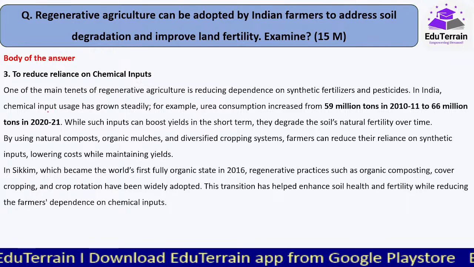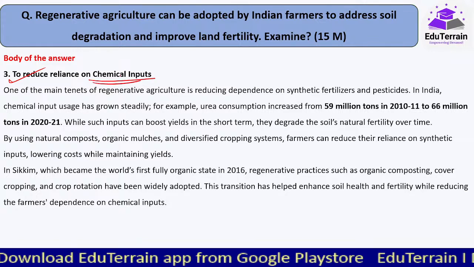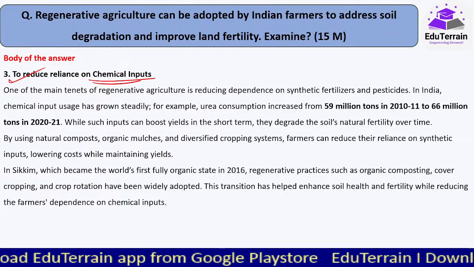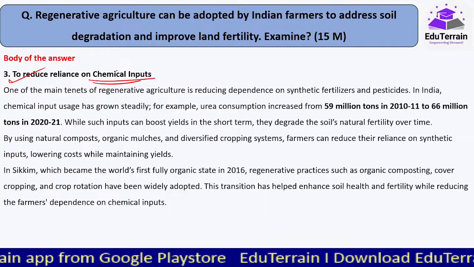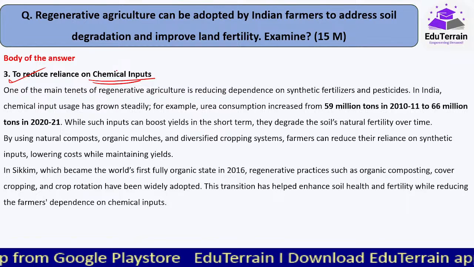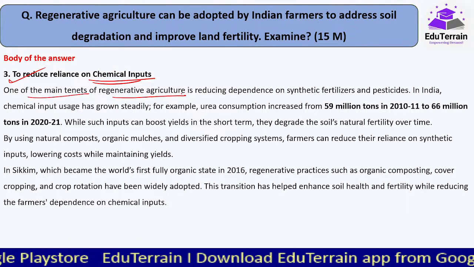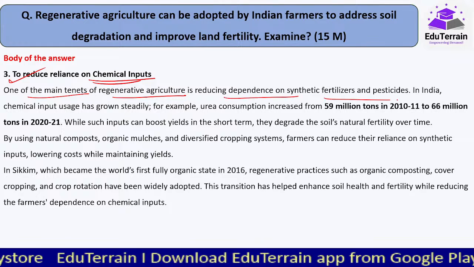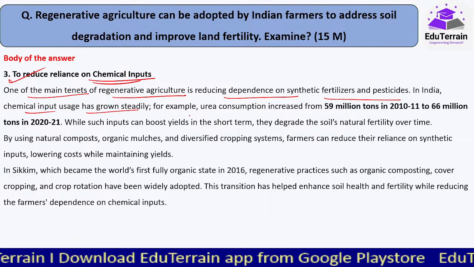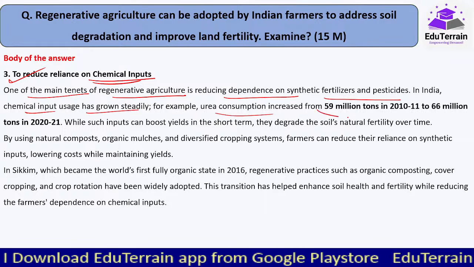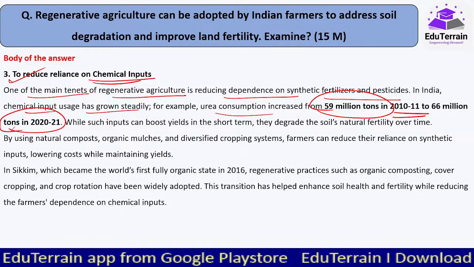Now 2 points इन्होंने किया है. Now I have added 2 more points here. One, to reduce reliance on chemical inputs. Obviously regenerative agriculture. Whenever we talk about regenerative agriculture, we are trying to use whatever is already available on the farm, the wastage that we are reutilizing. One of the main tenets of regenerative agriculture is reducing dependence on synthetic fertilizers and pesticides. In India, chemical input usage has grown steadily. For example, urea consumption increased from 59 million tons in 2010-11 to 69 million tons in 2020-21.